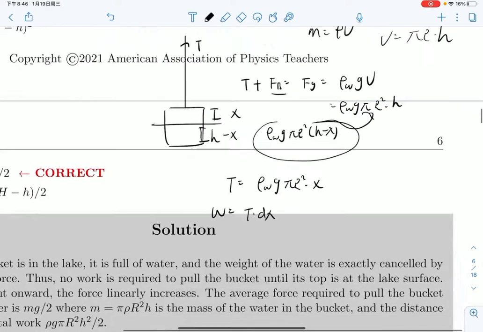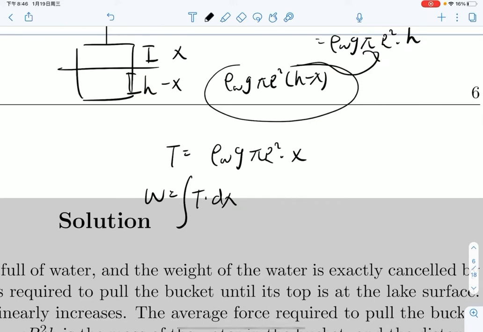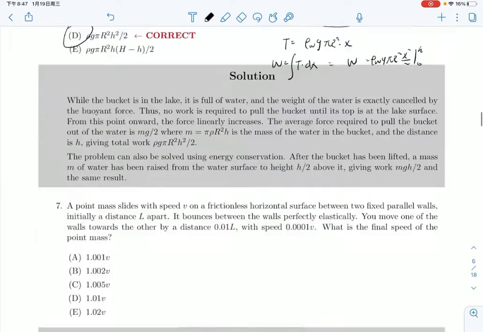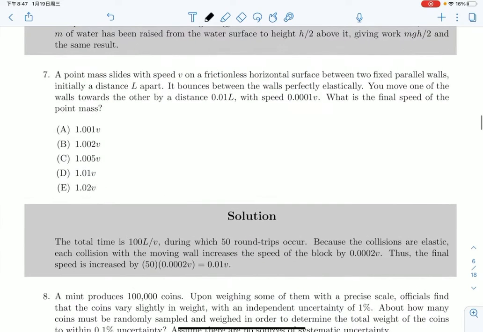So if you take the integral, you will have the work done by tension is equal to rho water g pi r squared x squared divided by 2, where x is from 0 to h, which is also answer D. And now, question 7.